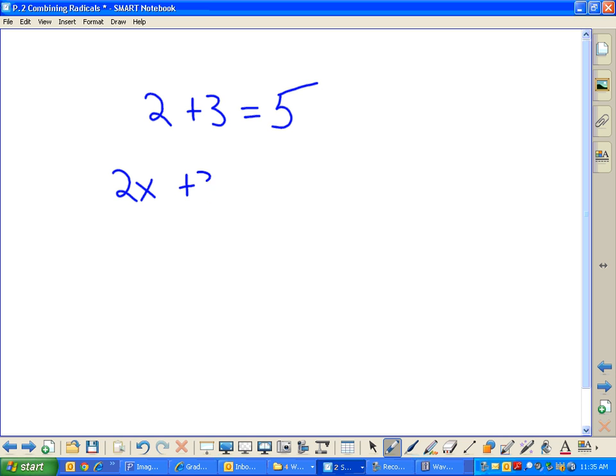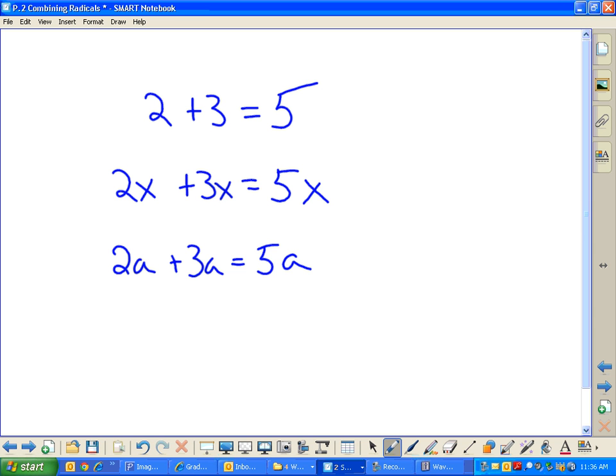2x plus 3x. Oh, very good. You all said 5x. That's nice. Not 5x squared. You didn't do anything with the x. You just left it 5x. Nicely done. Let's do something kind of similar. Let's do 2a plus 3a. What's that? Do you see it? So I didn't change the a.